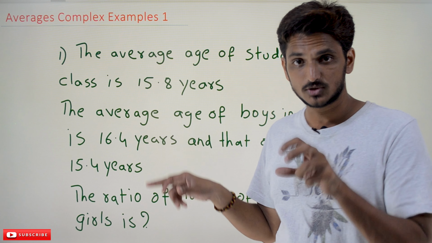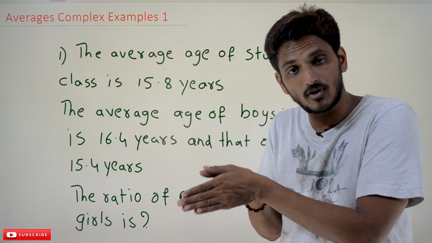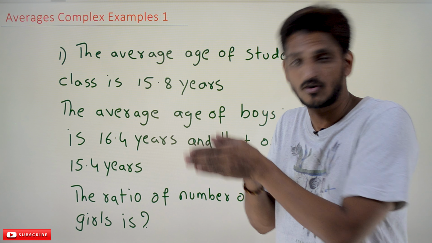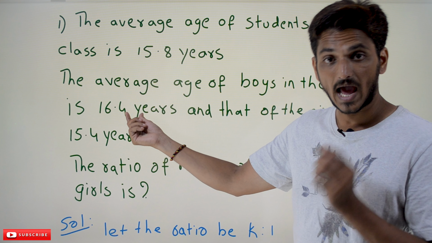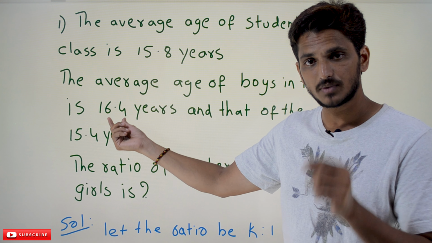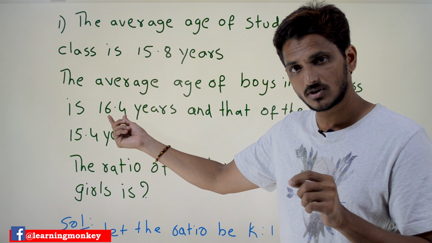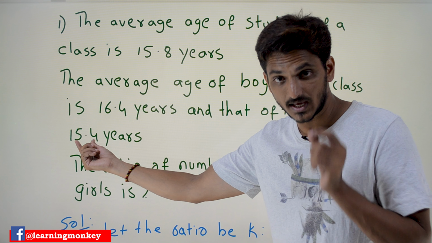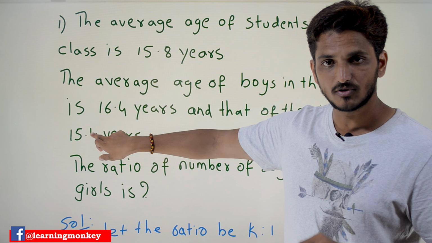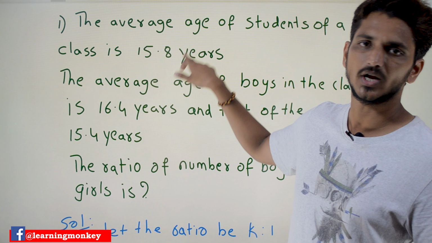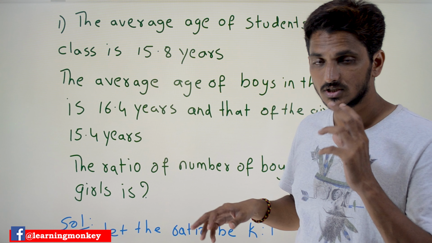The average of all the students multiplied by total number of students is going to give you the summation of all the ages of all the students. Similarly, the 16.4 years average value multiplied by number of boys gives you the summation of all the ages of boys. Similarly, summation of all the ages of girls. Summation of all the ages of boys plus summation of all the ages of girls is equal to summation of ages of all the students. So this can be used here.